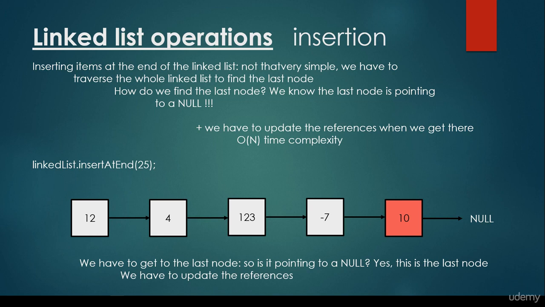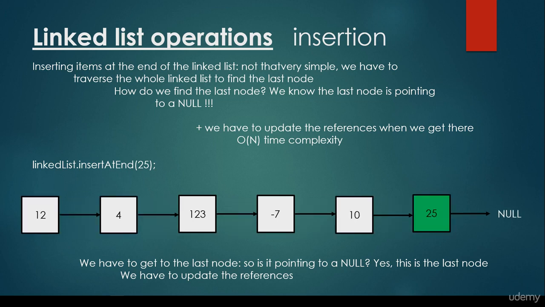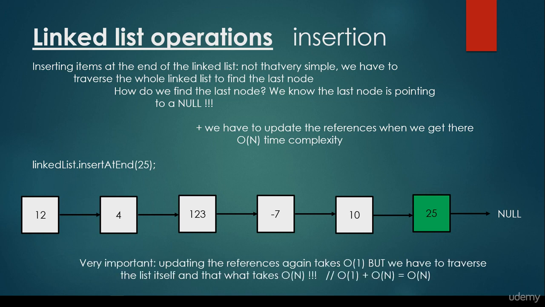So we just have to update the references. And instead of pointing to the null, this 10 is going to point to the item we would like to insert. So it's going to point to 25, and 25 is going to point to a null. So in this case, we have managed to make sure that this 25 will be the last item. It's very important that updating the references again takes constant time complexity, but first we have to traverse the list itself, and that is what takes O(n). So O(1) plus O(n) is equal to O(n).